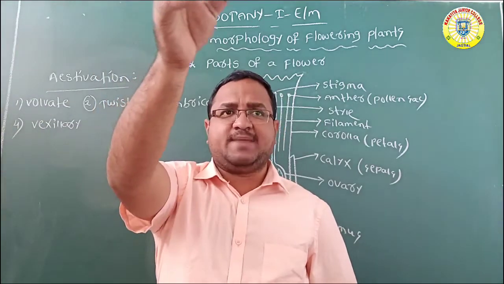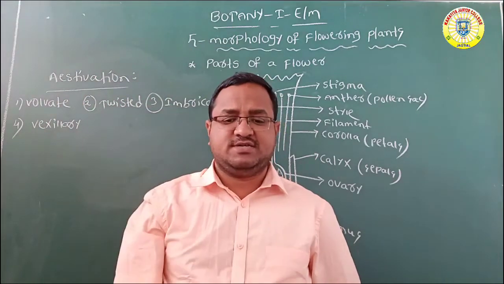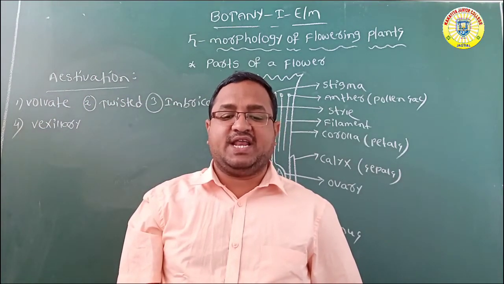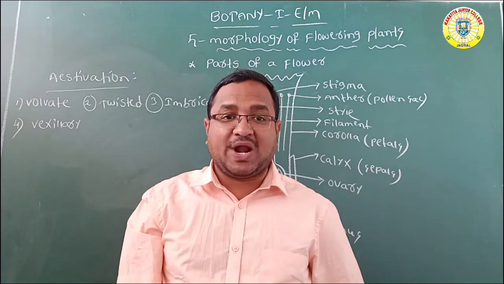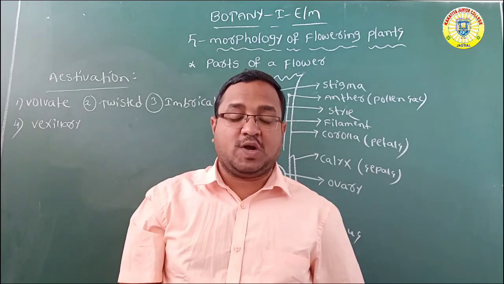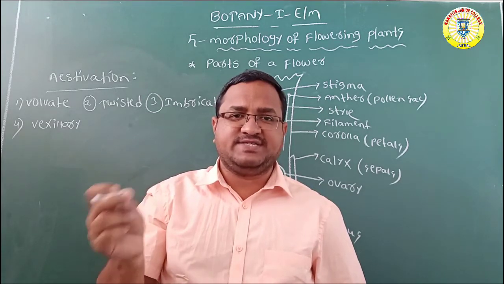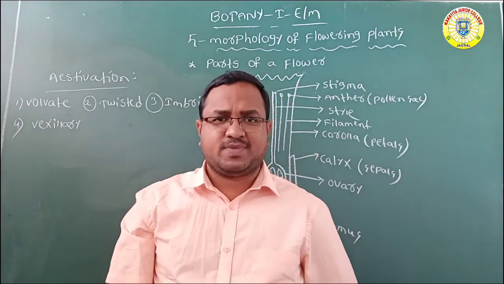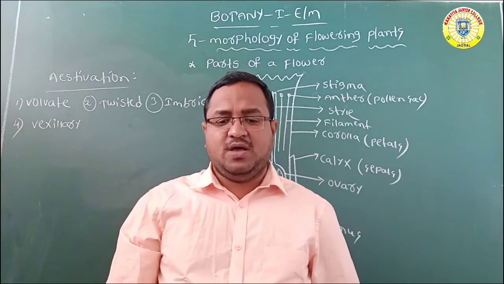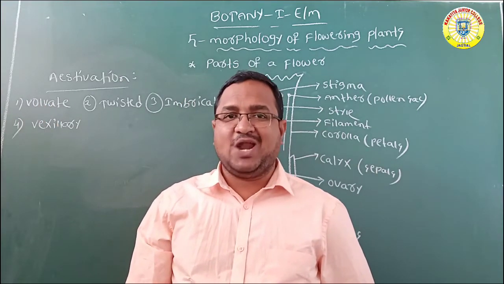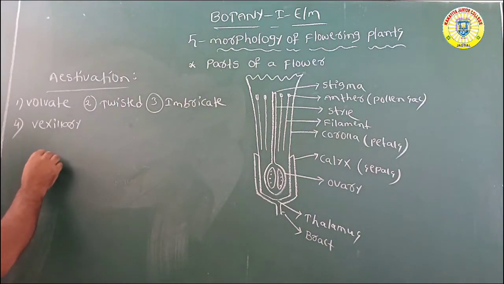Whenever these sepals or petals are arranged in a whorl, they just touch one another at the margin without overlapping. That type of aestivation is called valvate aestivation. Best example, Calotropis. Here you can see, Calotropis.